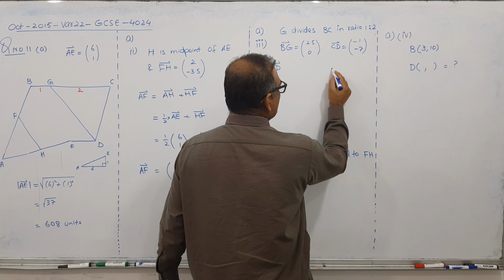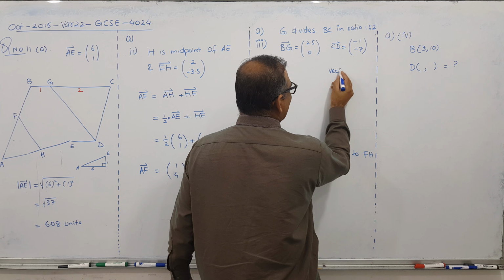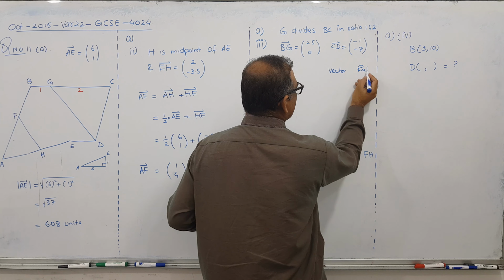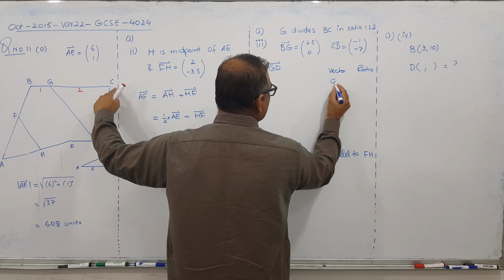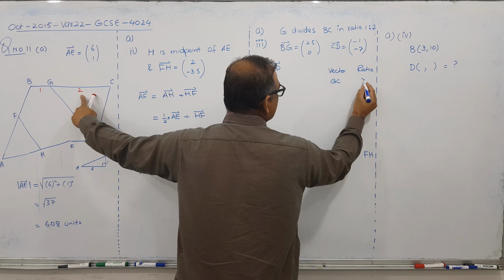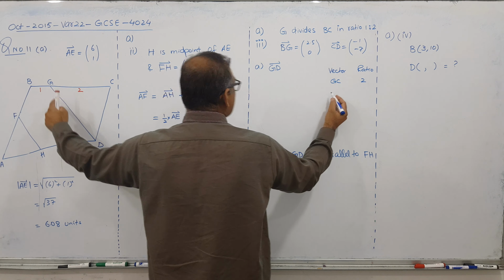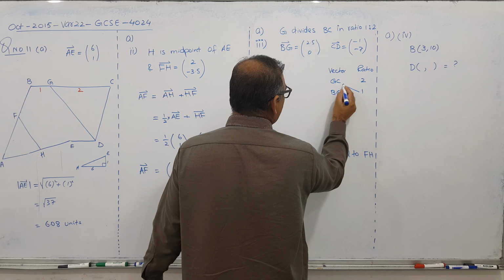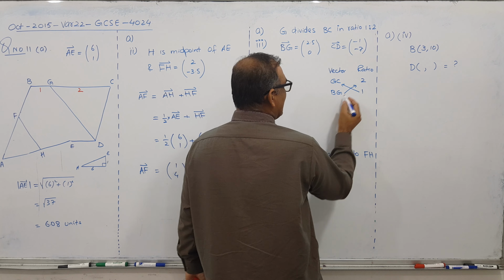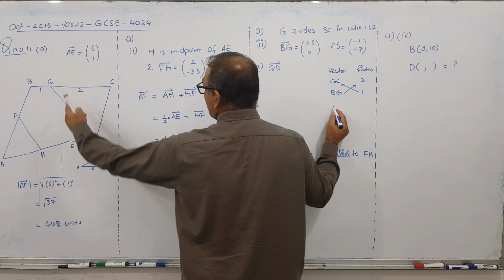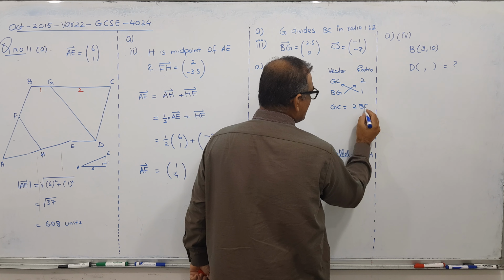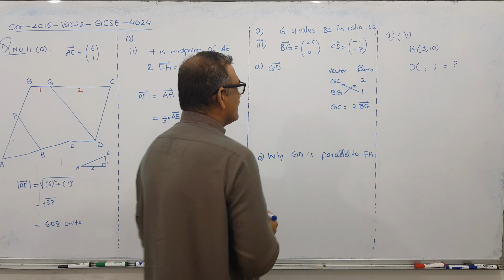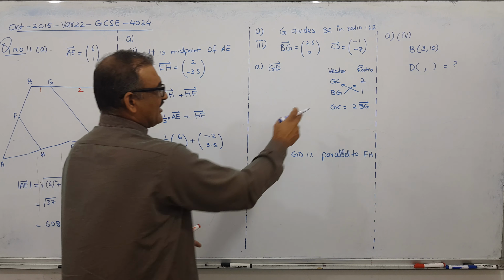I teach my students to use the vector and ratio technique. We have a shortcut even, but it is better this way. I am looking for GC, so vector GC is 2 ratios, and vector BG is 1 ratio. Cross multiply. So GC is equal to 2 times BG, because I'm looking for GC. We can do it directly even, but some students get trouble, so I make it easy for them.